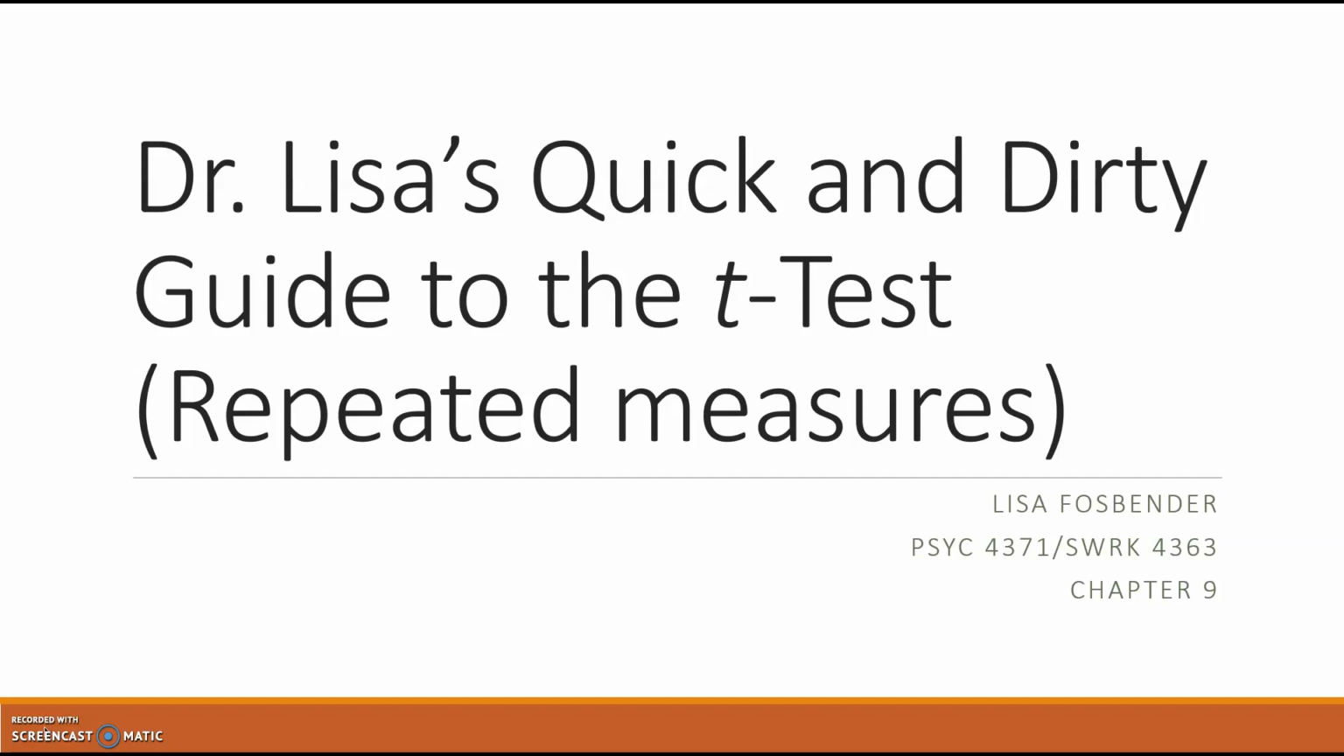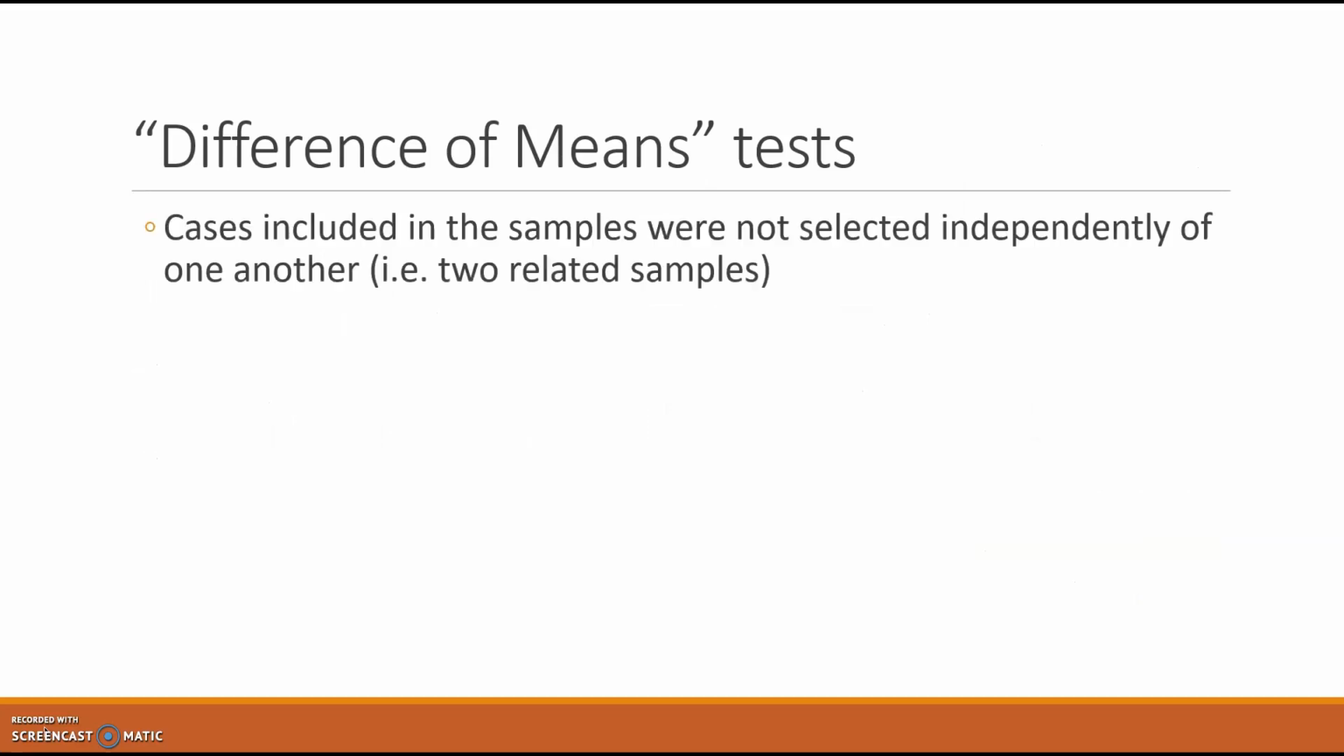And so what we're going to do in this chapter is what's called repeated measures, or dependent measures, or related measures. There's all sorts of names. But what we're talking about here is that these cases were not selected independently of one another. In other words, they're related.